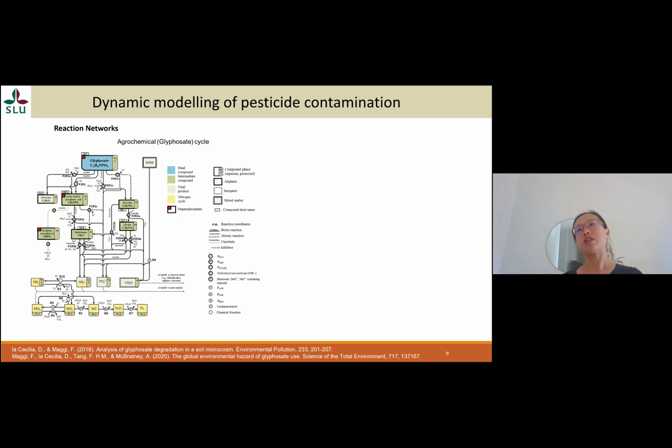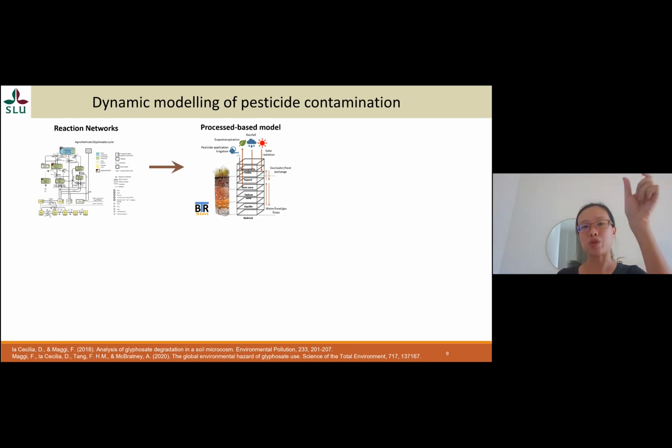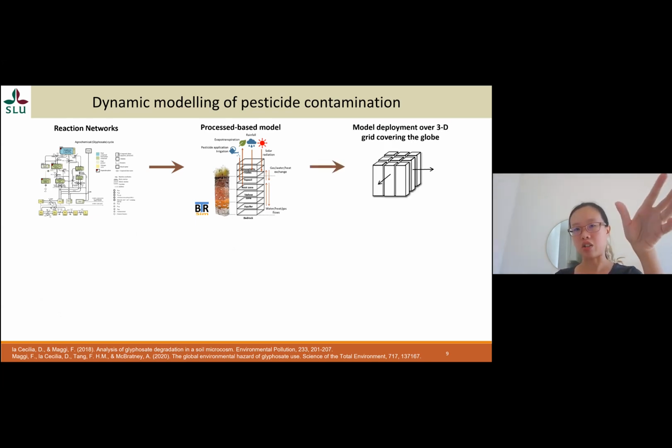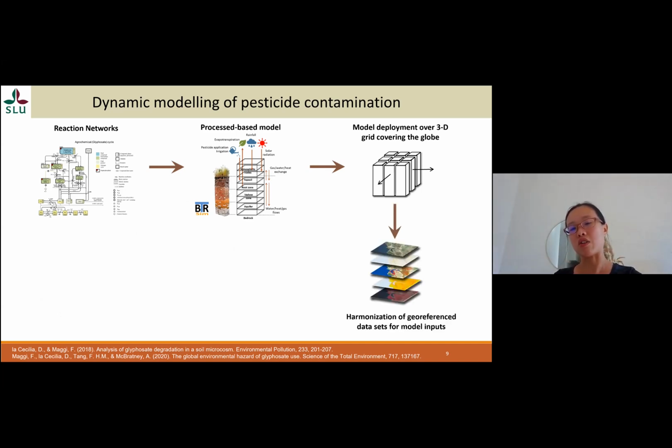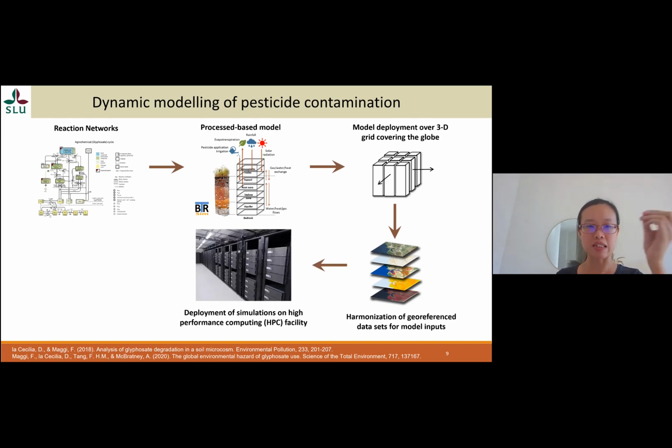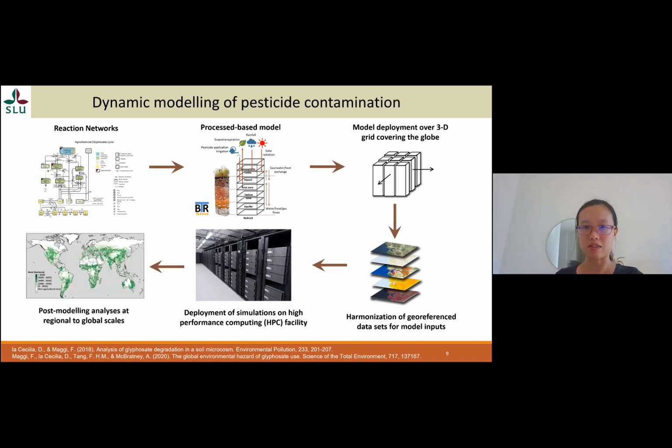So in this work, we are interested in looking at the preferential degradation pathway of glyphosate under different soil and climatic conditions. So we integrate this reaction network into process-based models, and then we duplicate this vertical soil column over a three-dimensional grid, and then we feed the model with different layers of georeferenced datasets on environmental conditions and meteorological characteristics. Then we run the model on high-performance computing facilities. We do analysis and reassemble the output into maps for analysis.